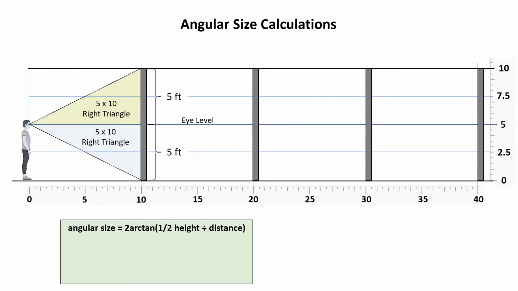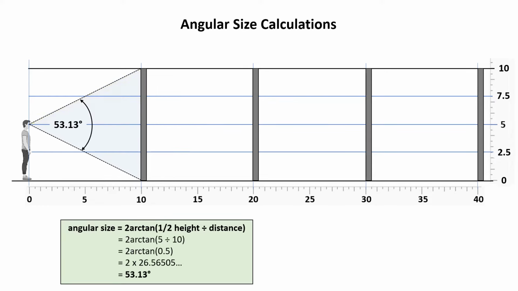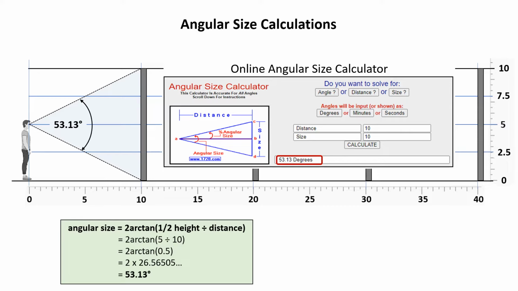Now, since we know the height and distances of these poles, we can calculate their angular size with high school trigonometry. So in this case, for the first pole, we would divide it into two separate 5x10 right triangles and then use the formula below. Now, you can either do this with a calculator that has a trigonometry function, or use an online angular size calculator. And in this case, both of us give an answer of 53.13 degrees.